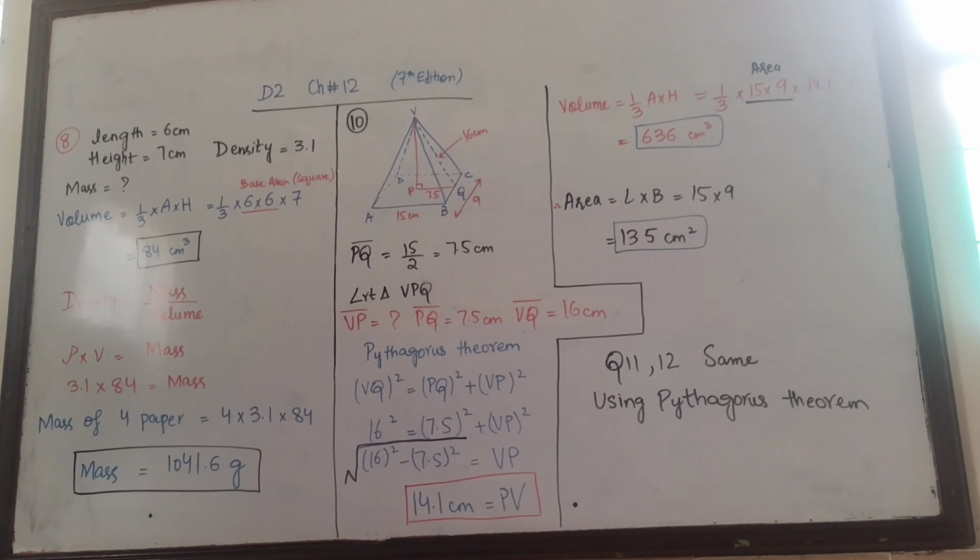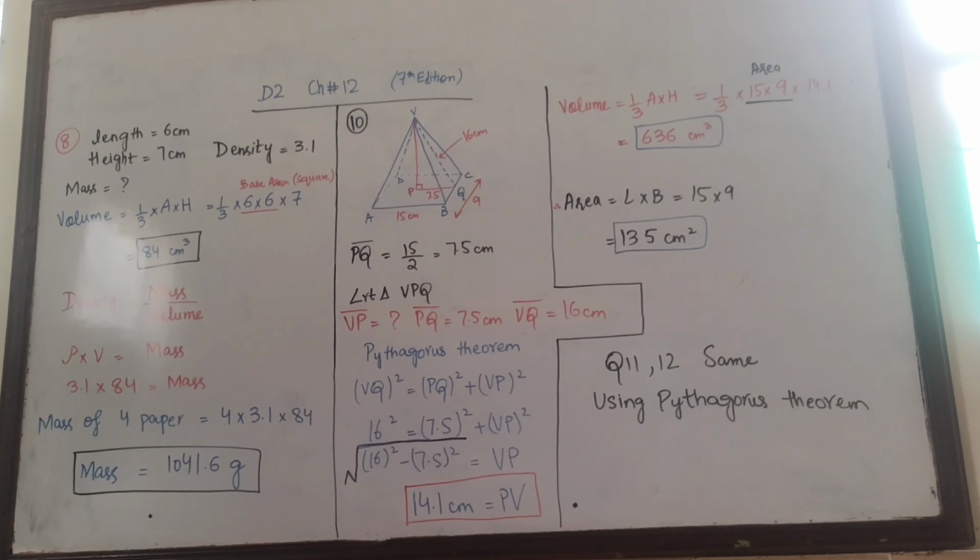Volume is equal to 1 by 3 into base area into height. We know that the base of our pyramid is a square. So what is the formula for the area of a square? It is length multiplied by length. So in the volume formula, I am putting the base area also: 1 by 3 multiplied by 6 multiplied by 6. I have underlined it with the red pen.